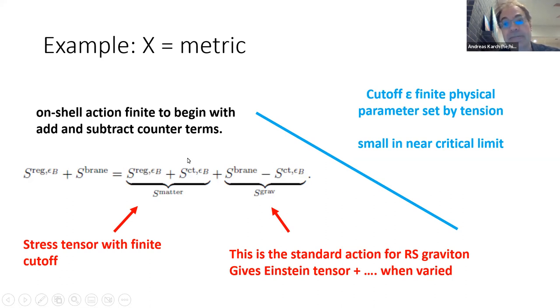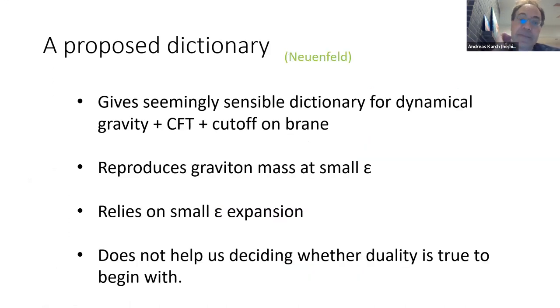The metric on the brane is a dynamical object. Varying this action with respect to the metric just gives me the standard Einstein equations, where the second two terms give me the Einstein-Hilbert term in the action, and the first two terms give me the expectation value of the stress tensor. So if this was Neuenfeld's recipe, it gives a seemingly sensible dictionary where you get indeed dynamical gravity coupled to a CFT with cutoff on the brane. You can quantitatively check that it reproduces the right graviton mass at small epsilon, but it intrinsically relies on the epsilon expansion.